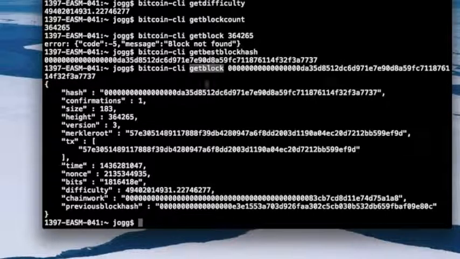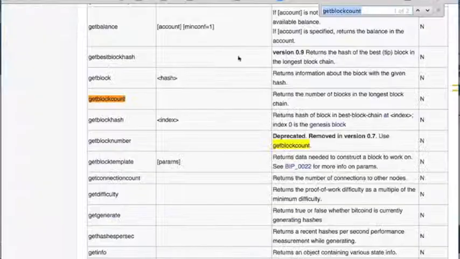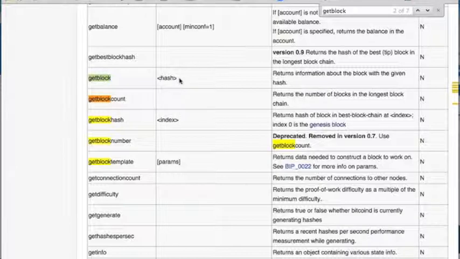So what was this command? Getblock, right? I used this command getblock, which takes a hash of the block and returns the information about the block with a given hash. So how did I get that hash? By using getblockhash and the index number. And how did I get the index number? By getblocknumber.